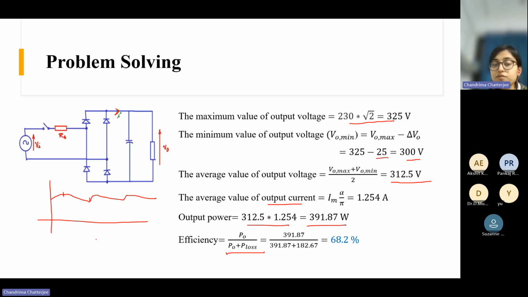So suppose your nominal value is 100 volt. Plus minus 10% tolerance means this is the nominal value, but it can go to 110 volt also, and it can also go to 90 volt. So 90 volt to 110 volt will be the range, and this will be the nominal value. That is the meaning of tolerance.